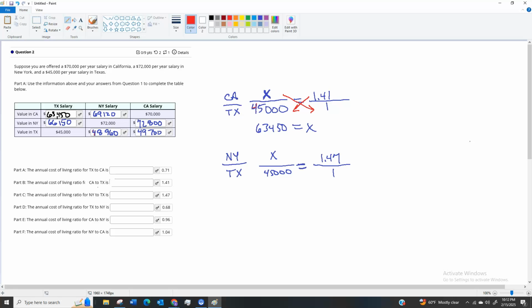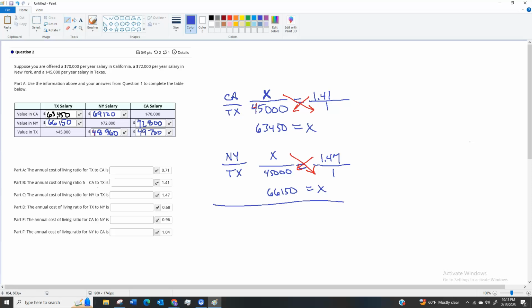And if you cross multiply those, you're going to get the 66,150 that we had before. And then that's going to be equal to x times 1, which is x. So 66,150 is your answer.